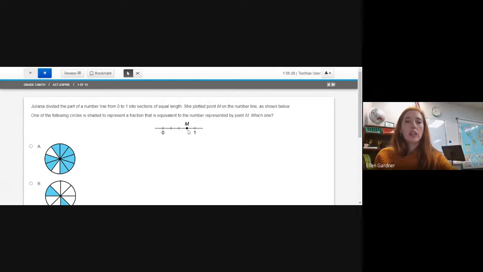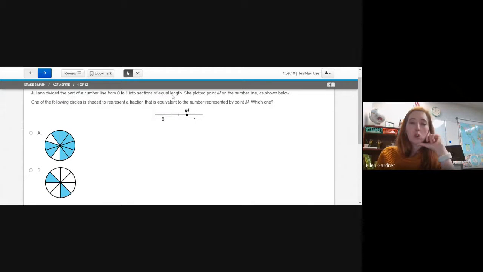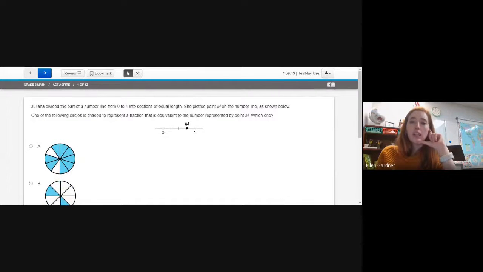Now it says she plotted M on the number line as shown below. Now one of the following circles is shaded to represent a fraction that is equivalent to the number represented by point M. Which one? Now for this, we would want to see what is the fraction. Let's see how many parts there are on the number line. Can you count it up, making sure we stop at 1? Arima?